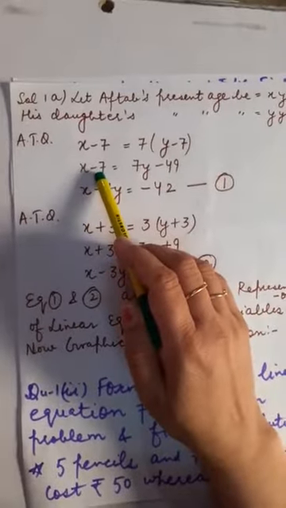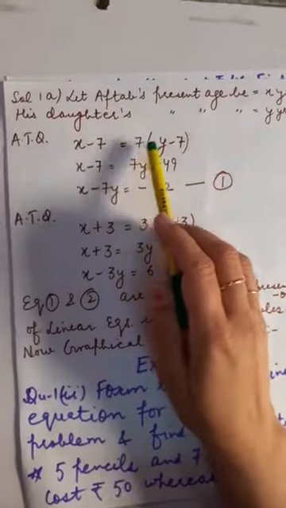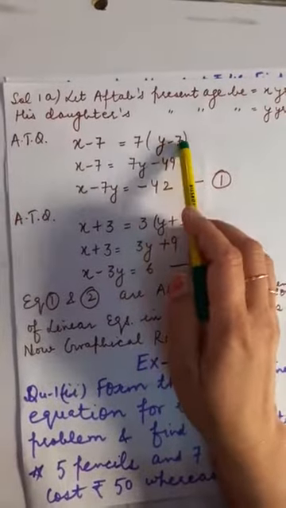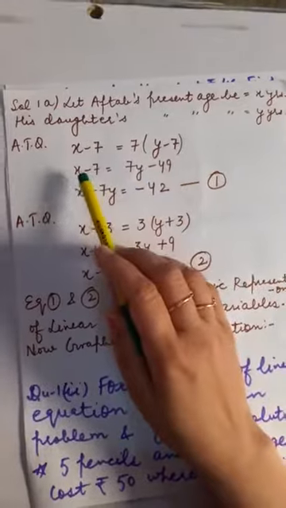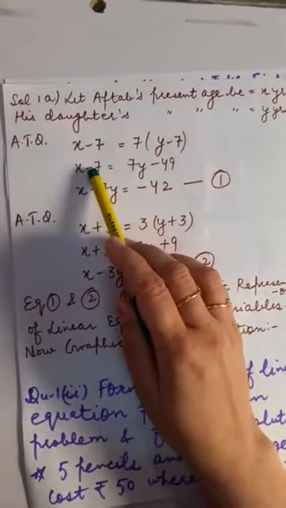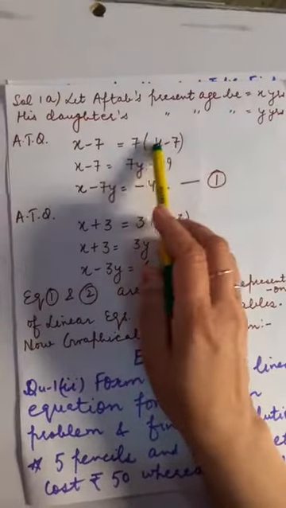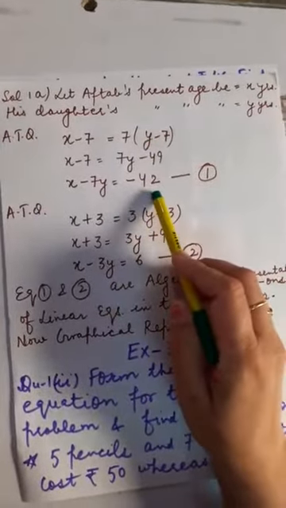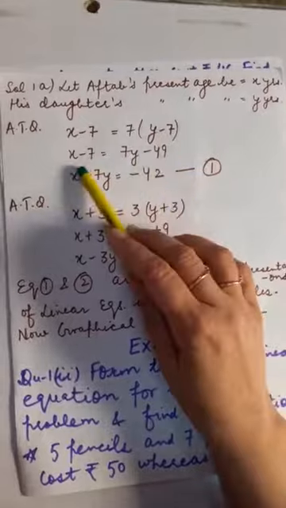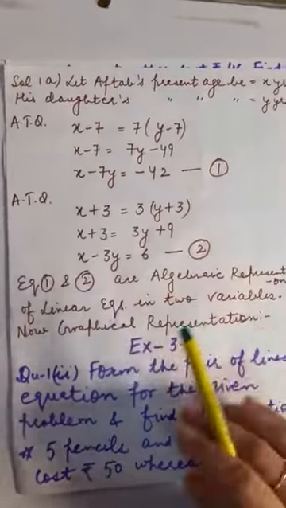X minus 7 will be written as it is equal to 7 into y, which becomes 7y minus 7 7s are 49. This 7y will come on the other side, meaning on the LHS, that is minus 7y. This minus 7 goes on the other side and becomes minus 42 now. Minus 49 plus 7 will become minus 42.